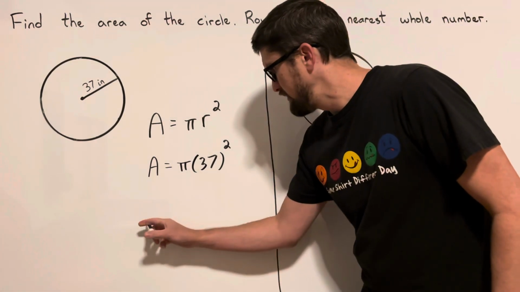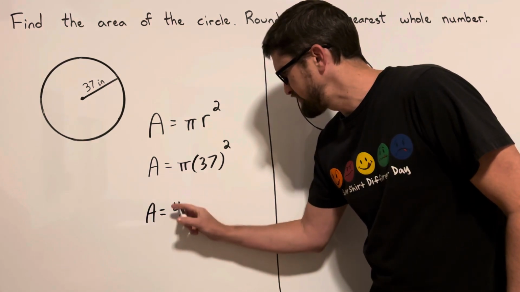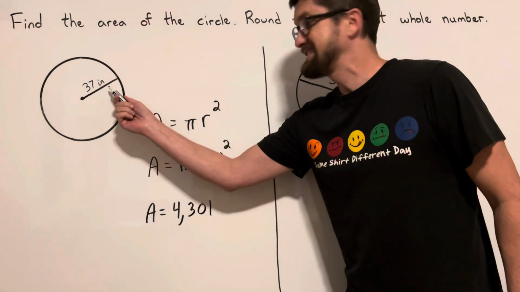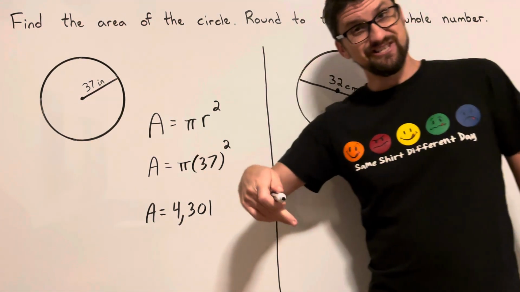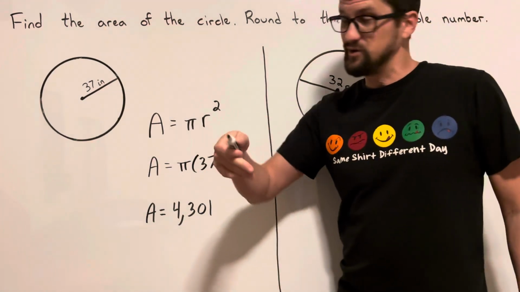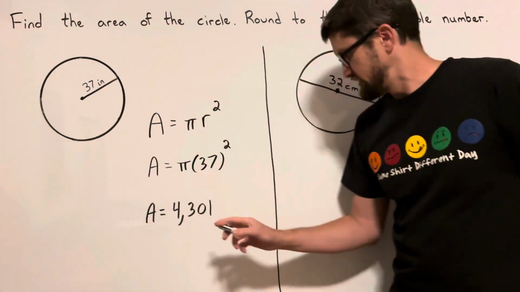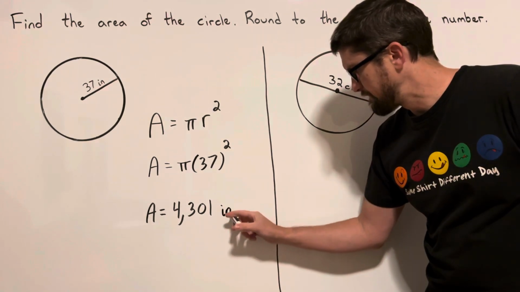So the area here is 4,301. And don't forget the units. The radius is in inches. The area is in square units. So the area is going to be 4,301 square inches, or inches squared.